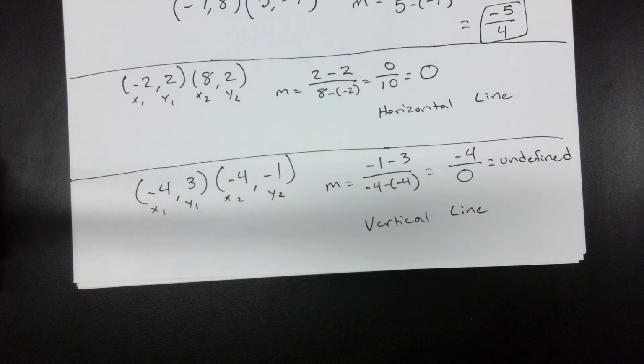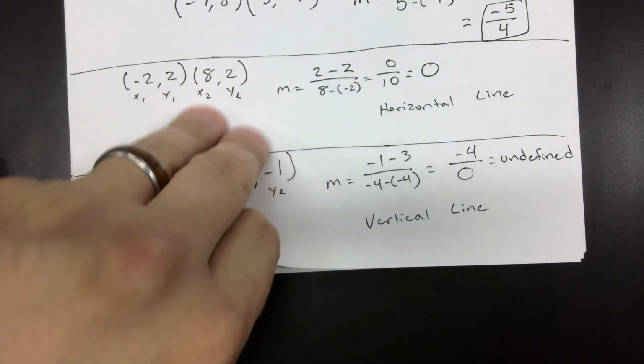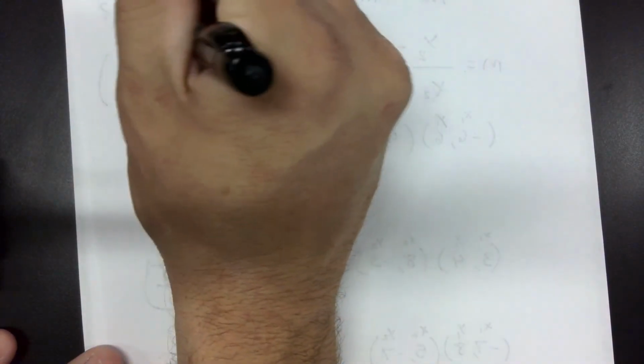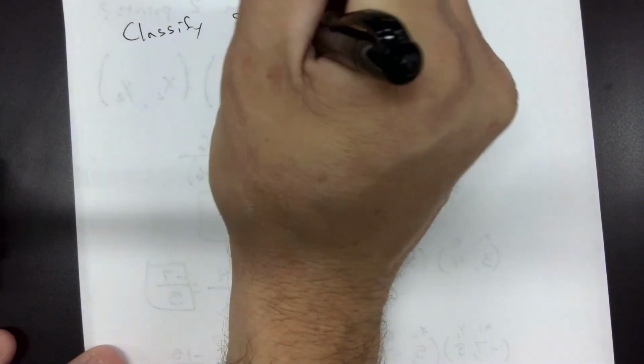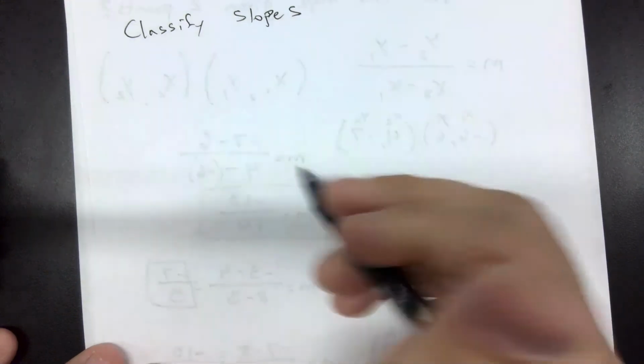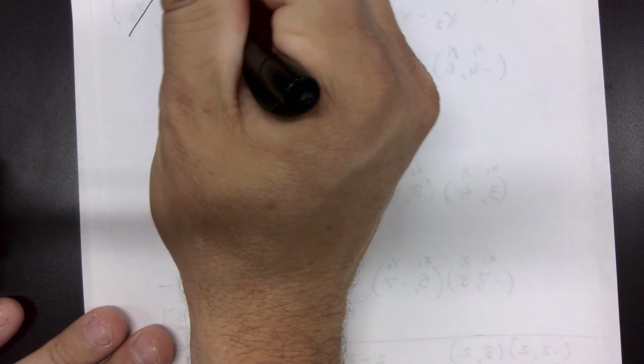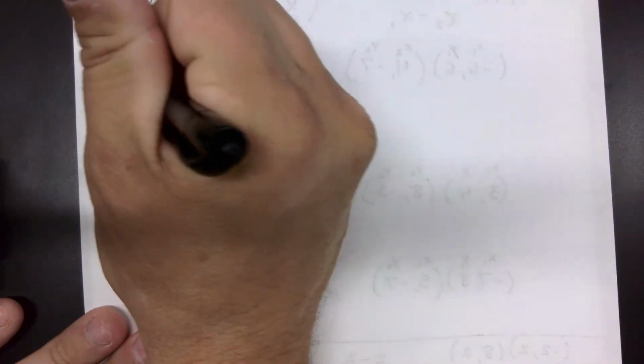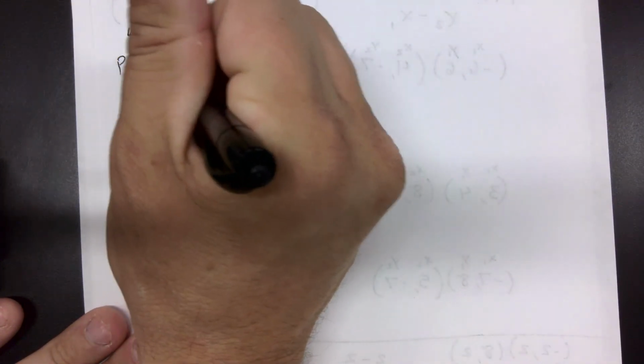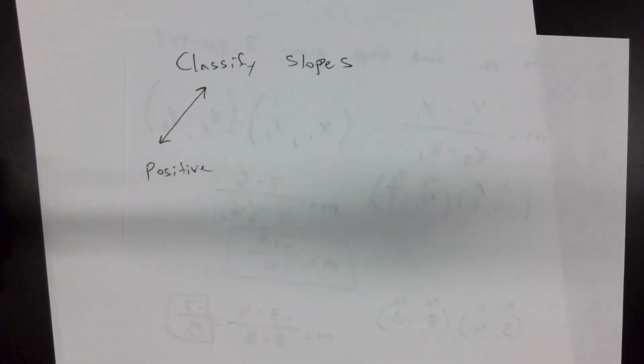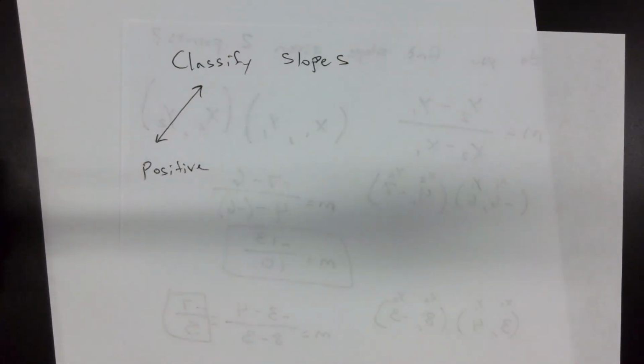the last thing we need to put inside of our journals, and this part's really easy, is how to classify slopes. So in the little section, title it Classify Slopes. And I'm going to go through them all. If the slope is going like this, only if you can see it. Can you not see that yet? There we go. If the slope's going like that, it's a positive slope.